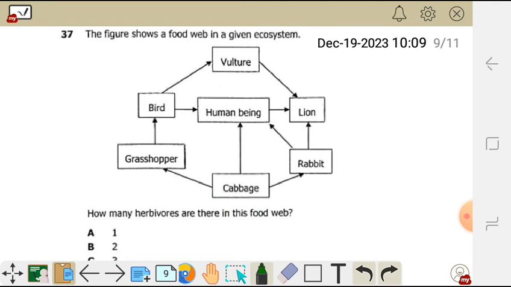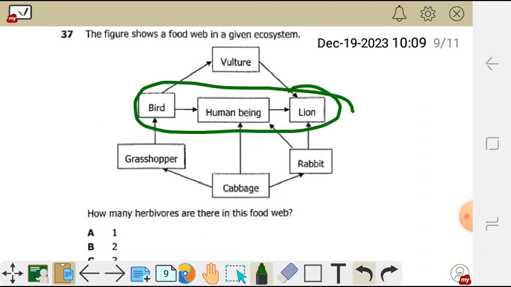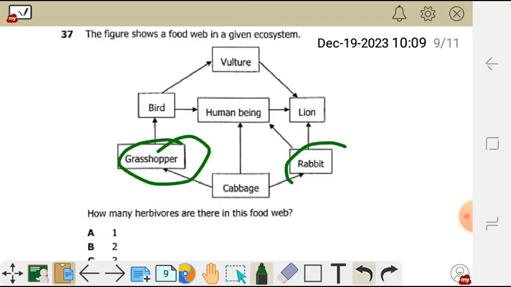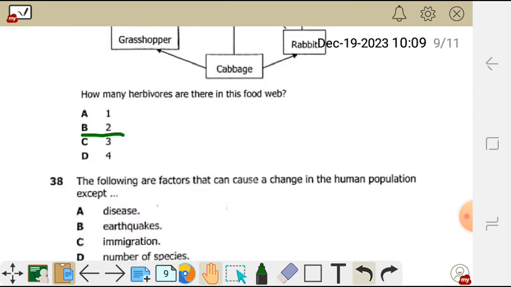So those are herbivores. These are carnivores, which are feeding on herbivores. So the correct answer is 2. We have grasshopper and rabbit. These are the herbivores we have here. The herbivores, which is 2B. So B is the correct answer. 38.